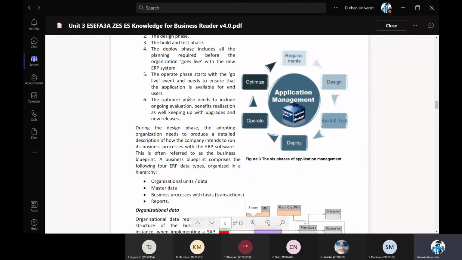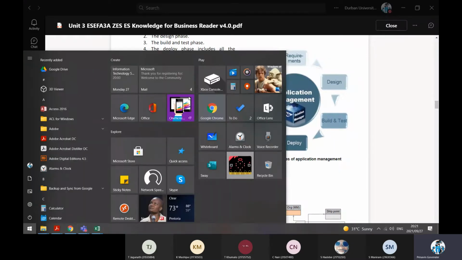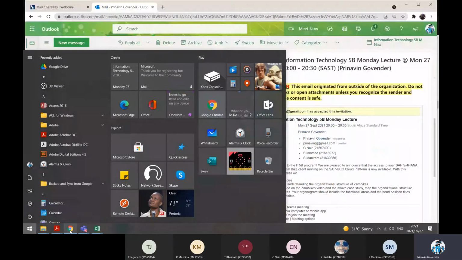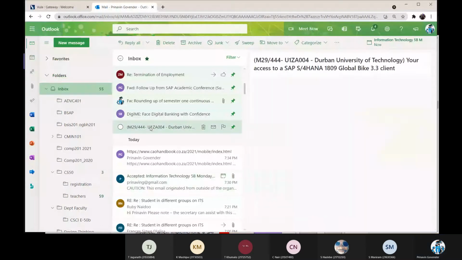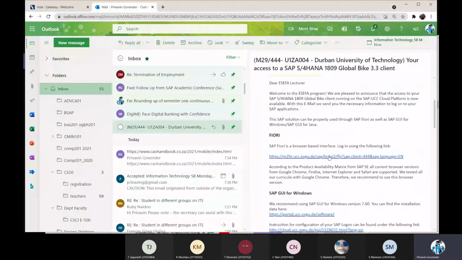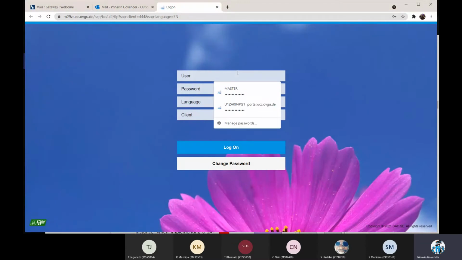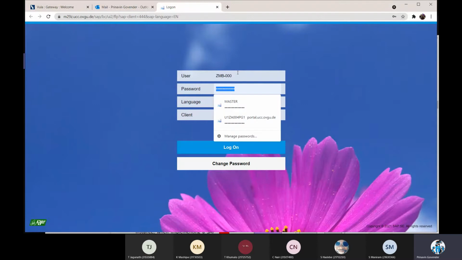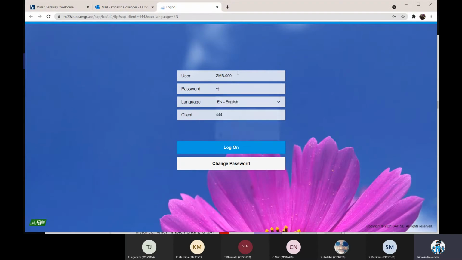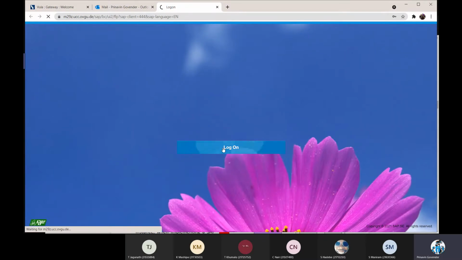And the practical work would be where we actually log into the S/4HANA. Let's log into S/4HANA and see what happens. So now I'm going to be taking you on a journey to find out what and how it is. So let's log in. ZMB000, that's my username, sorry. And my client is 444. I'm going to log on.